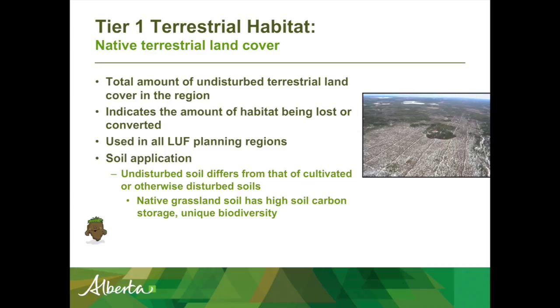I'm less familiar with the boreal region because I did most of my research before coming to government in the rangelands, but I certainly know that in the south of the province and in grasslands, an undisturbed soil varies greatly from a disturbed soil in terms of soil biodiversity and properties such as carbon storage. And so you can see these indicators, especially this one, as being a coarse filter approach that includes soil as well.